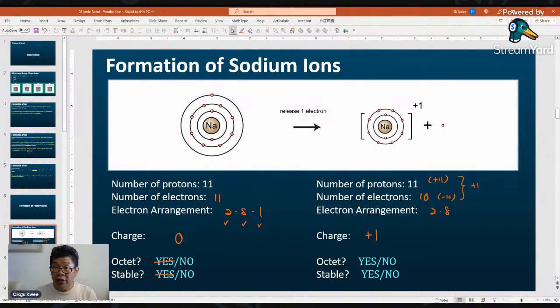Now, is this an octet? Yes. Why? Because it has 8 electrons in the outermost shell. Is it stable? Yes. Octet means stable. So that is the idea of formation of positive ions. Initially not stable, so it releases an electron, then it achieves an octet, and then it becomes stable. This is an example of formation of positive ions.